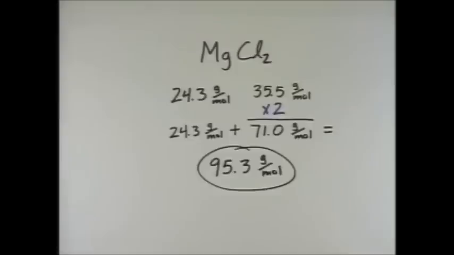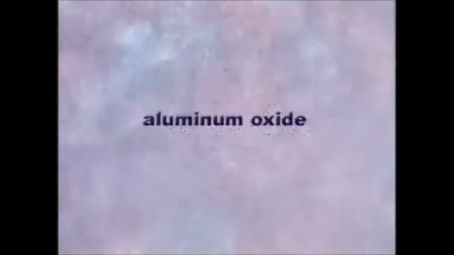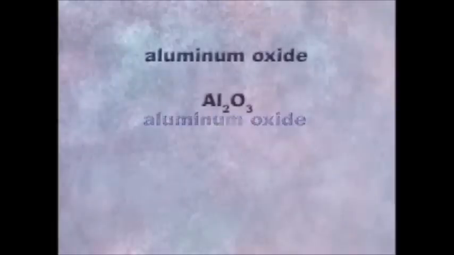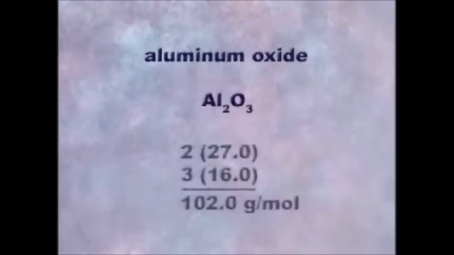Now it's your turn. Find the molar mass of aluminum oxide. Now check your work. The formula for aluminum oxide is Al2O3. Its molar mass is 102.0 grams per mole.